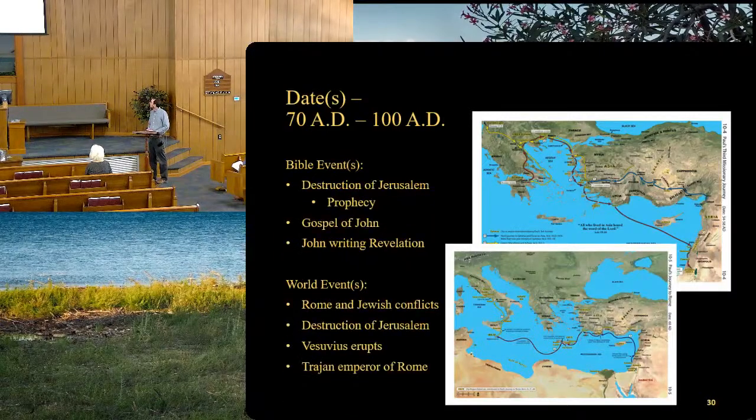And very quick, just to wrap this up, 70 AD to 100 AD. So you have the prophecy, and of course with the 70 AD actually it happening with the destruction of Jerusalem. The Gospel of John would be during this time, and then John writing Revelation as well. And so continued with Rome. Vesuvius erupts, so that's another good, volcanoes erupting like that are other good time frame markers. And then other emperors of Rome that come, like Trajan. And that's it. Perfect timing.